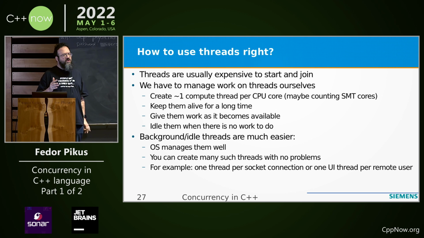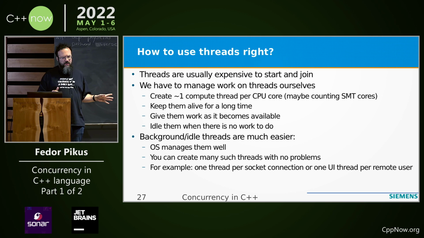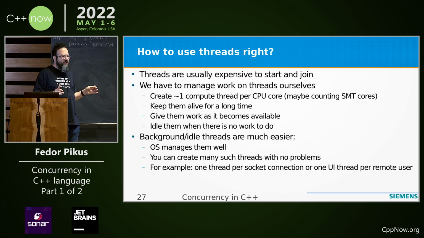Now, this is at least true for computational threads, for HPC threads. The background threads, like waiting on sockets, are a lot easier, because the OS manages a large number of idle threads reasonably well. Probably still not millions, but 10 times more than CPUs, no problem. If the threads are just sleeping, they're much easier for the OS to manage.